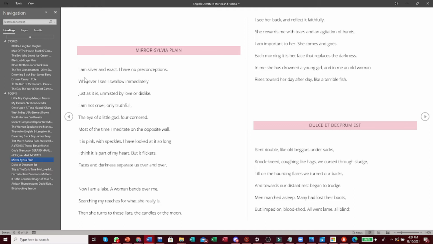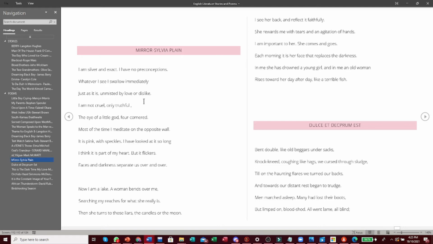All right. So, I am silver, and that is definitely a big deal. The mirror is giving its point of view, and it's very important because imagine now as a human being, especially as a female, when you look into a mirror, you are seeing yourself, you're seeing your beauty, and sometimes you may not even think that you're beautiful. And in this case, when she looks in the mirror, she sees her age. She cries, as we see here: she rewards me with tears and an agitation of hands. She's gloomy. She's sad. And what the mirror is trying to say is that it didn't do anything. All it did was be just as it is.